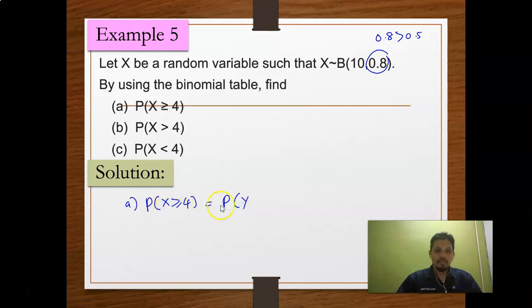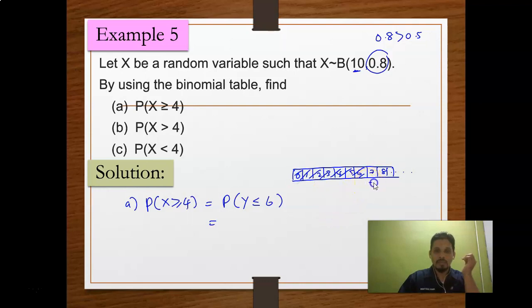is also equal to probability of y. So with the x, we change to the term of y here, greater than or equal to changes to less than or equal to. So 10 minus 4 equal to 6. Then the number of trials minus 4 when x greater than or equal to 4 here, then comes out with probability of y less than or equal to 6. Okay, so y less than or equal to 6, including 6.